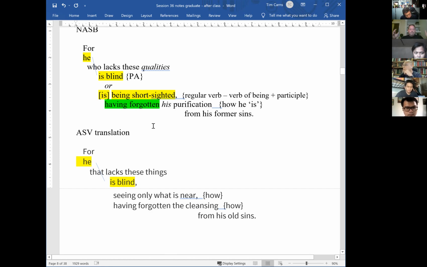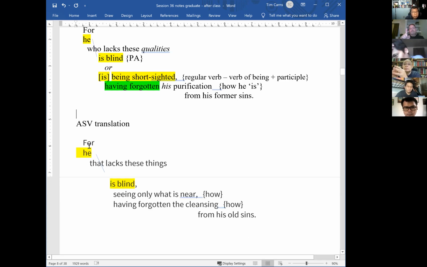Notice in the NAS translation, the emphasis is on he is blind, he's being short-sighted. So he's almost repeating, saying he is blind, and then adding to that, he's being short-sighted. So these are two qualities, two characteristics that are being emphasized. And the subordinate idea is this having forgotten his purification. That's subordinate because it's a participle functioning as an adverb in this case. So it's modifying the action or the verb "is." It's describing how. But in the ASV translation, we only have one description: he is blind, with two modifiers, two participle phrases that would be describing how he is blind.